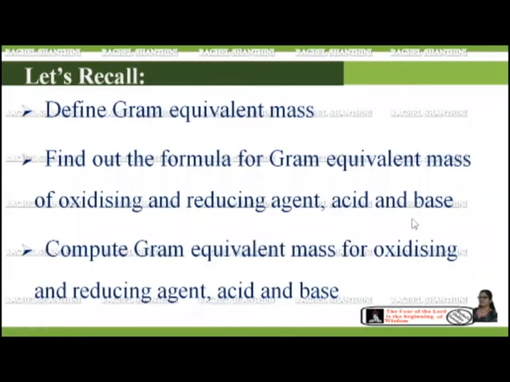Students, let's recall all the concepts that we have discussed in this session. We have discussed the definition of gram equivalent mass, learned how to find the formula for gram equivalent mass of oxidizing and reducing agents and for acids and bases, and we have learned how to compute the gram equivalent mass for oxidizing and reducing agents and for acids and bases.